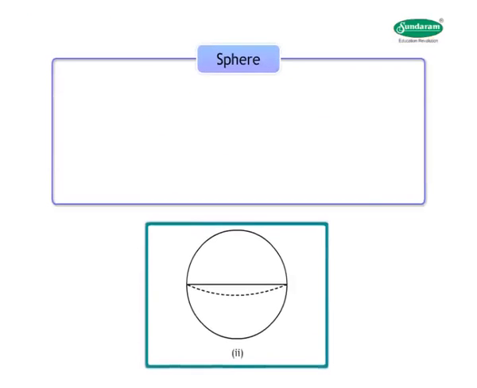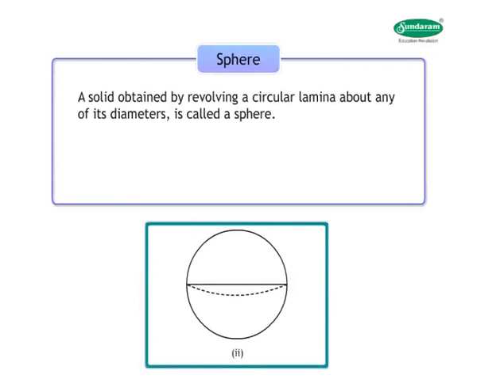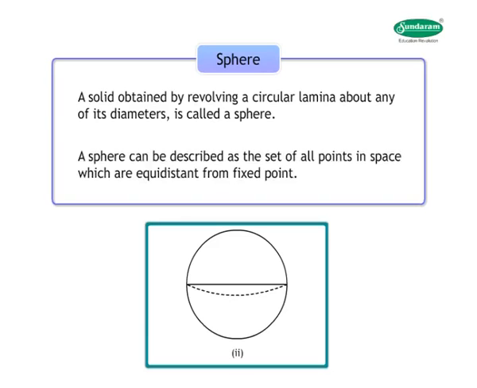Sphere. A solid obtained by revolving a circular lamina about any of its diameters is called a sphere. A sphere can be described as the set of all points in space which are equidistant from a fixed point.